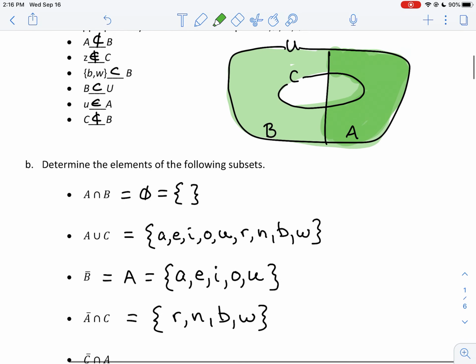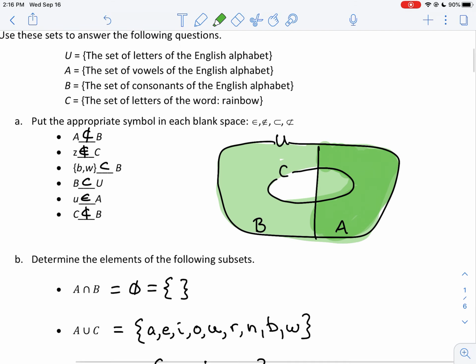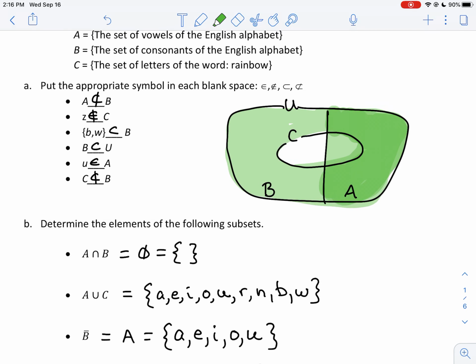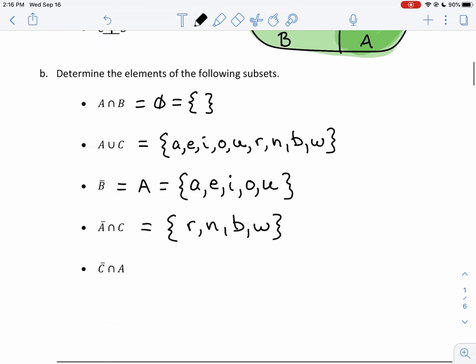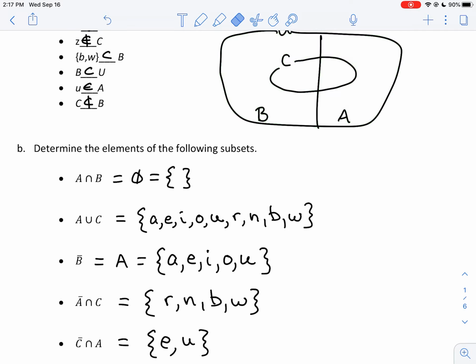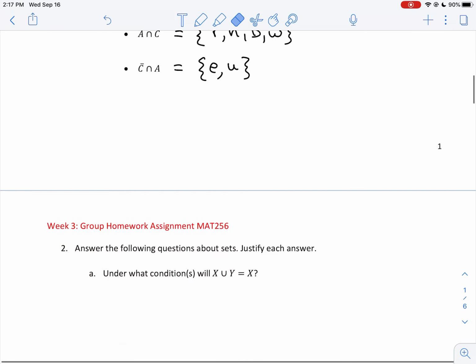So we need to do everything that's in A, which is all the vowels, but there can't be anything that's in C. So I have to remove the vowels that are in the word rainbow. So every vowel, but remove the vowels in the word rainbow, and we get E and U as the only two vowels left. Because A, I, and O were in the word rainbow, so I had to remove those. Okay, that's it for the first task. Let's move on to the next task.